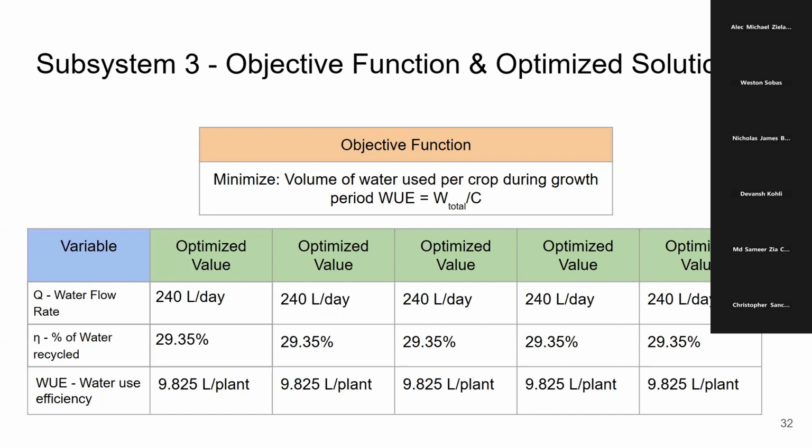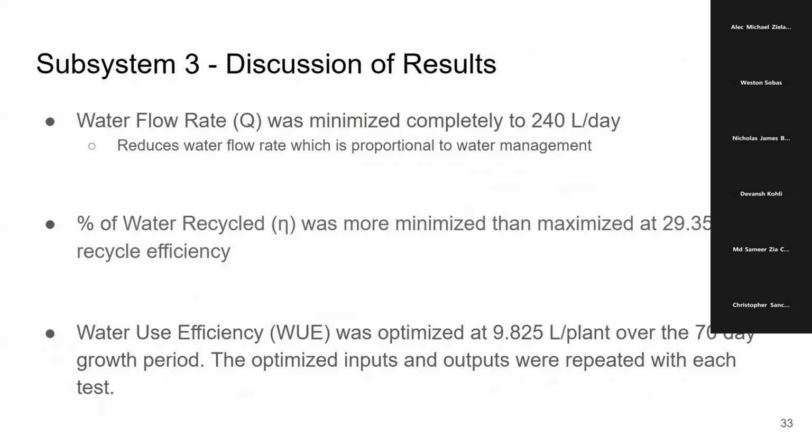The objective function was to minimize the volume of water used per crop growth during the growth period, and this resulted in the optimized values and optimized solutions coming consistently. The water flow rate was minimized completely to 240 liters a day, which reduces the water flow rate, which is proportional to the water management.